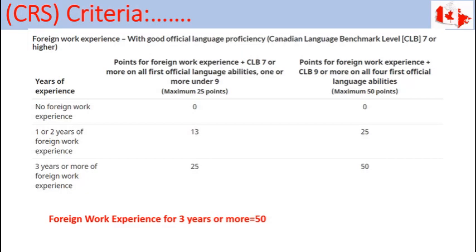So the other one is foreign work experience. Foreign work experience means, as I explained earlier, any work experience outside Canada. So if you have 3 years or more of work experience, you get 25 points for CLB 7, and if you have a CLB 9 and 3 years of work experience, you get 50 points here. In this case, we have taken CLB 9 or more in the last section, so we'll get 50 points here.